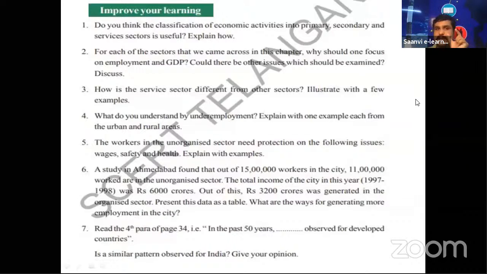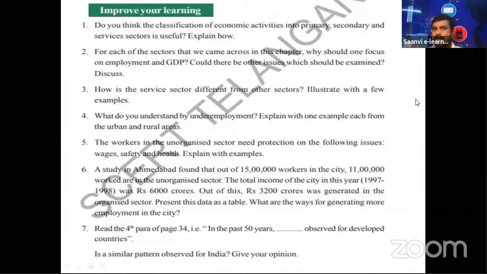The relationship between employment and GDP, in the last session we have discussed that. Could there be other issues which should be examined and discussed? Let me go through some very easy questions. How is the service sector different from other sectors? Only one thing: in the service sector there is no production. Remember that always. In the primary and secondary sectors we have production. In the service sector we don't have production. This is a very important point; whenever you get this question, don't miss it.